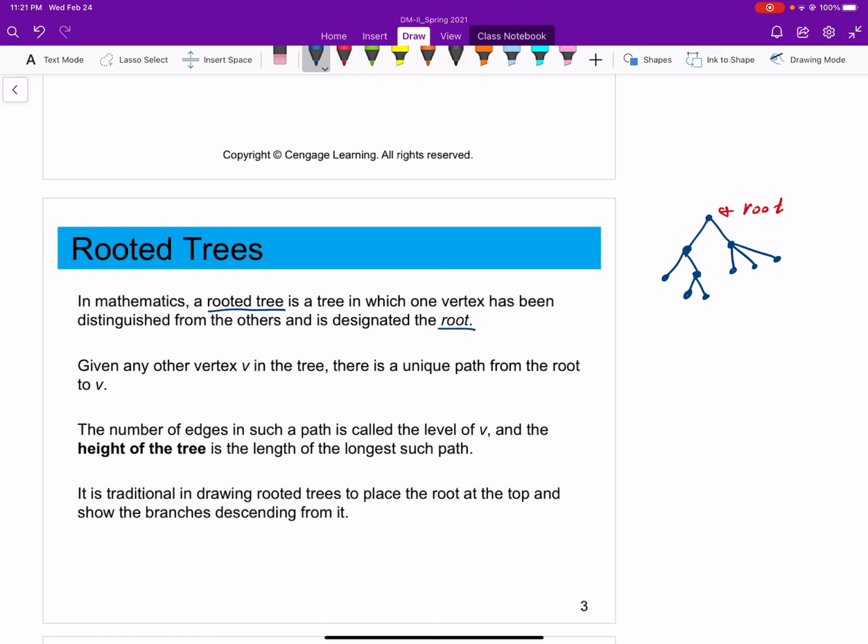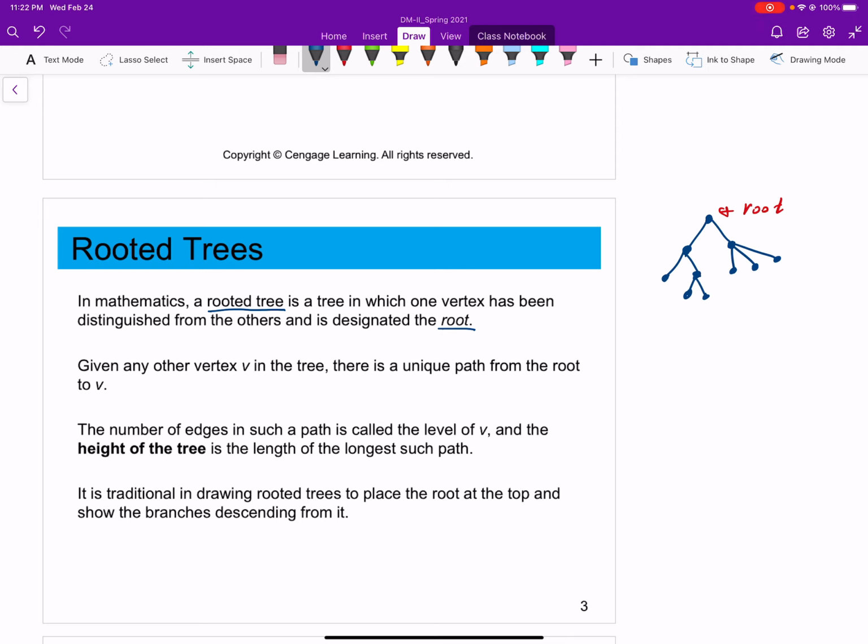In general, the roots are not specified in a general tree. But in rooted trees, we specify what the root is. So that's the difference between a rooted tree and a general tree.